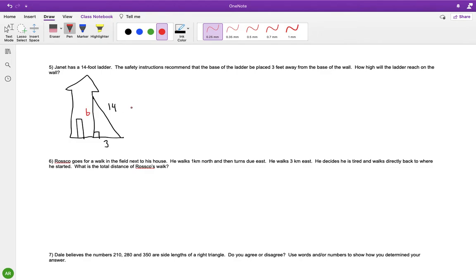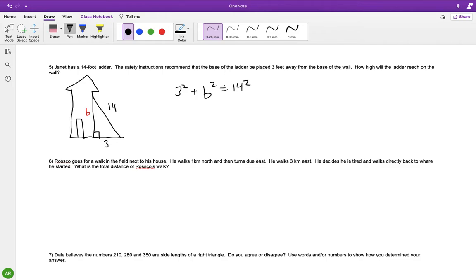All right. So the biggest mistake students make with the ladder problems is they often put the ladder as the leg instead of the hypotenuse. So if you avoid that mistake, chances are you'll get this question right. Okay, let's go ahead and set it up. So in this case, it would be 3 squared plus B squared equals 14 squared.